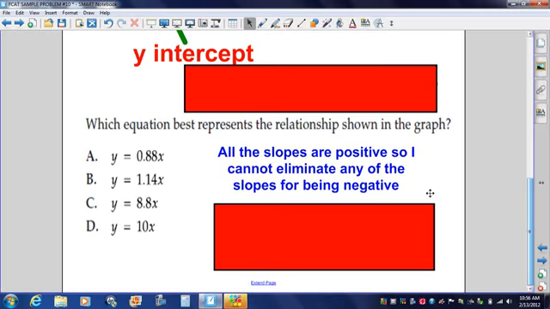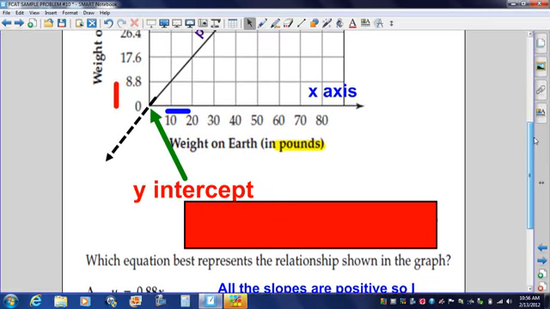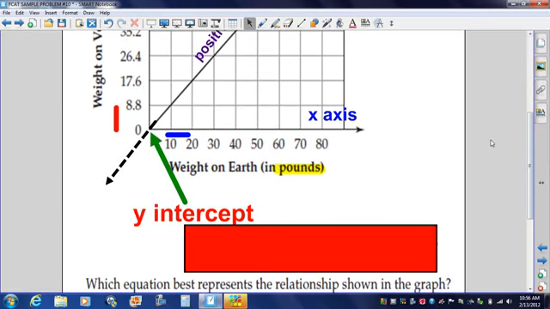So I'm going to ask myself, are there any answers that I can eliminate? All the slopes are positive here, so I cannot eliminate any of the slopes for being negative, but that is the first thing I'm going to try. Next thing I'm going to do is I'm going to identify the y-intercept. Well, if I pretend that this line continues here on my dotted line with an arrow, my y-intercept would be right here at 0.